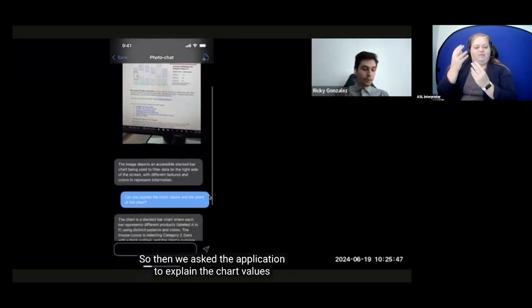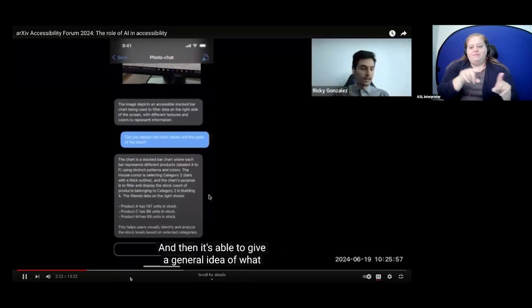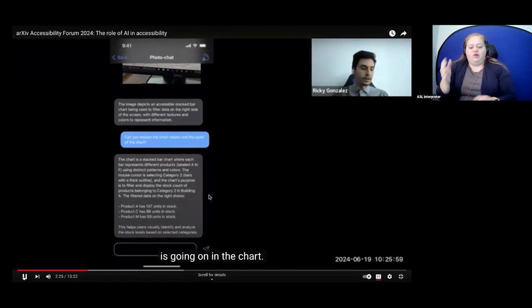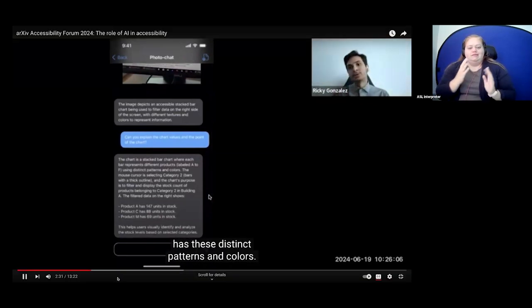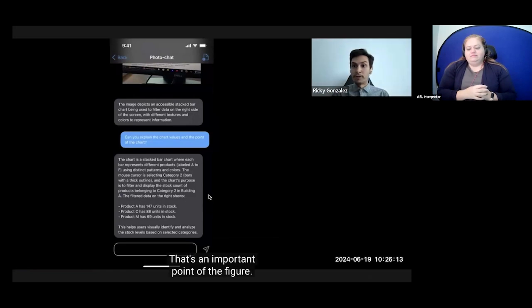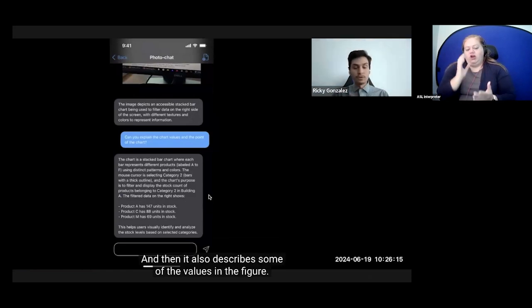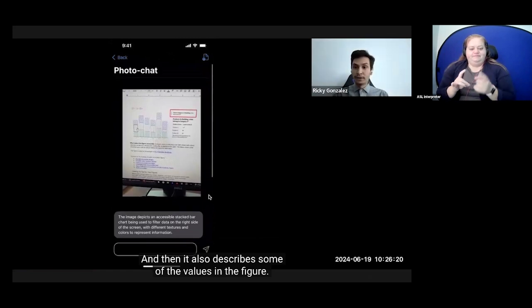So then we kind of ask the application to explain the chart values and the point of the chart. And then it's able to give a general idea of what is going on in the chart. So it mentions that the bar chart has these distinct patterns and colors. So the patterns are helpful for people that are colorblind. That's an important point of the figure. And then it also describes some of the values in the figure.